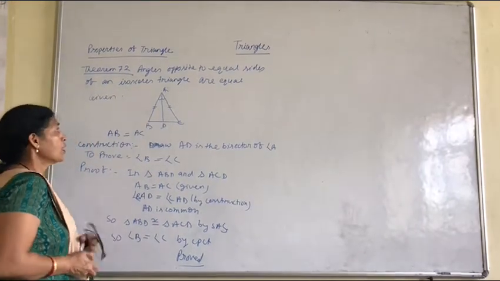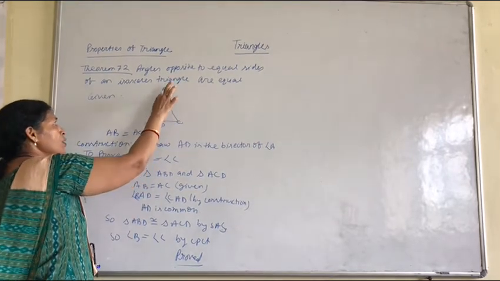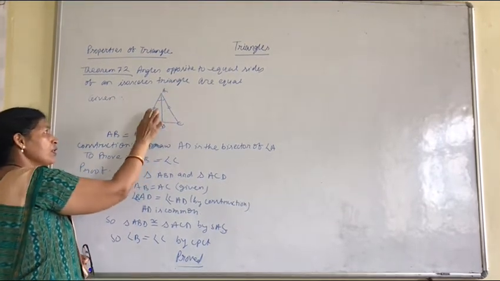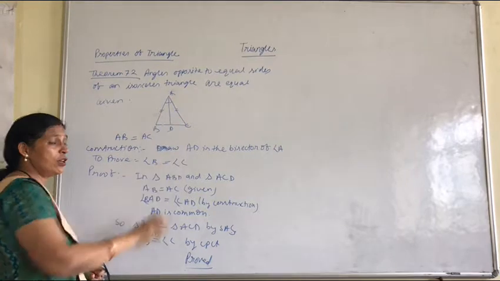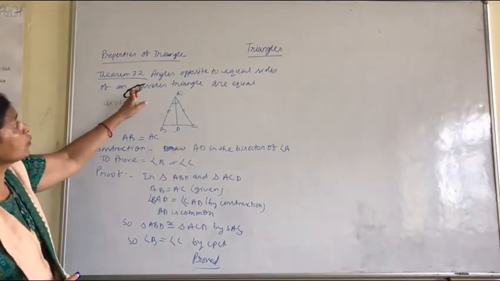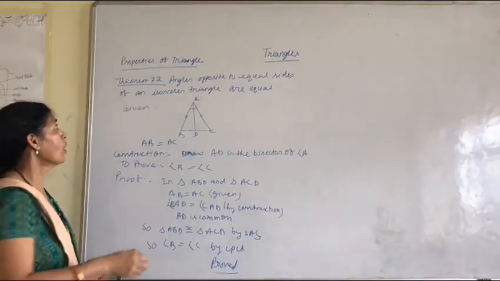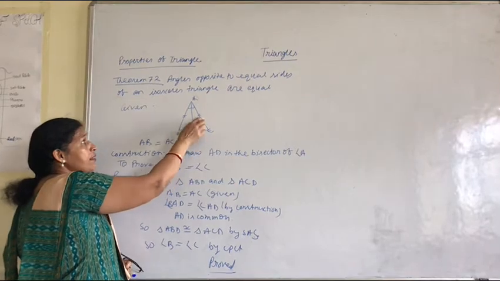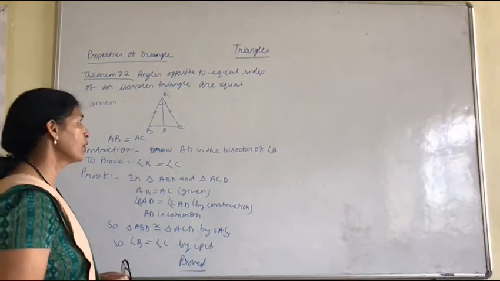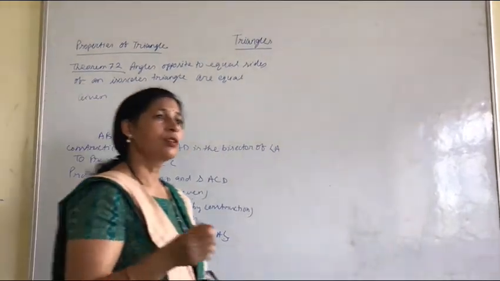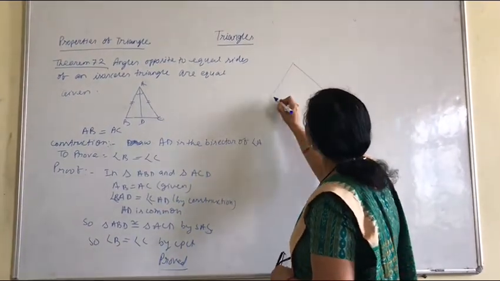Okay, so AB is equal to AC, angle BAD is equal to angle CAD, then AD is common. So these two triangles ABD and ACD are congruent. So by CPCT angle B is equal to angle C. This is theorem 7.2. Vice versa is theorem 7.3: angles opposite to equal sides... sorry, sides opposite to equal angles of a triangle are equal. Okay, you also prove this theorem 7.3.